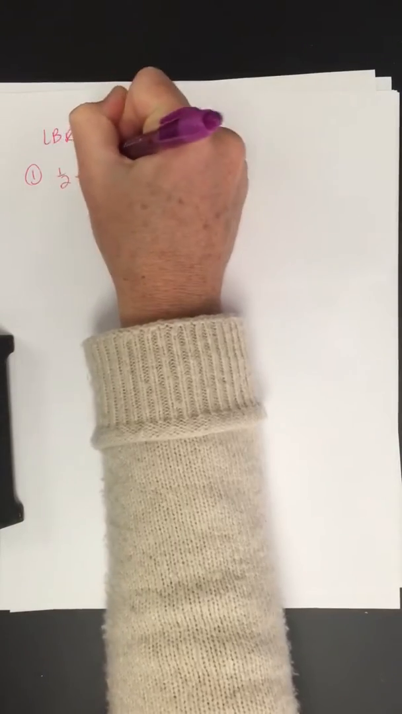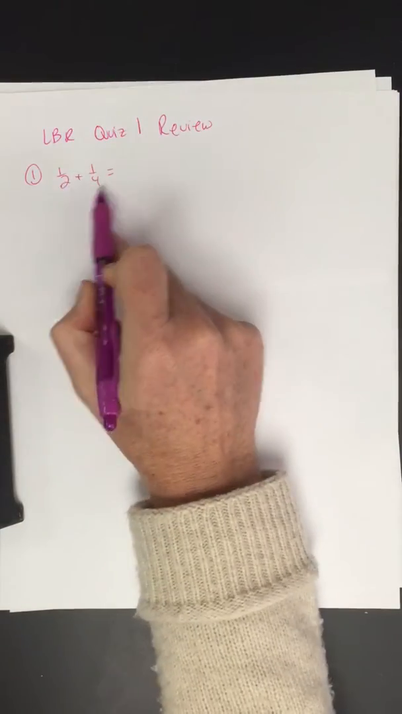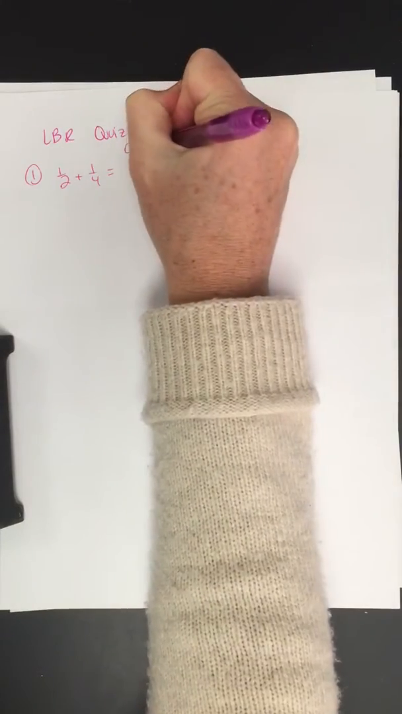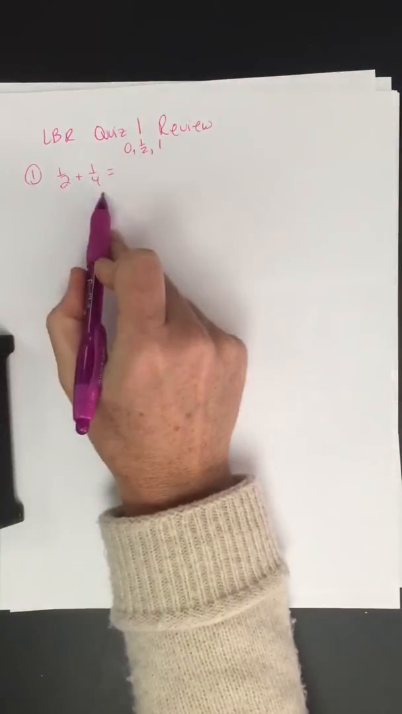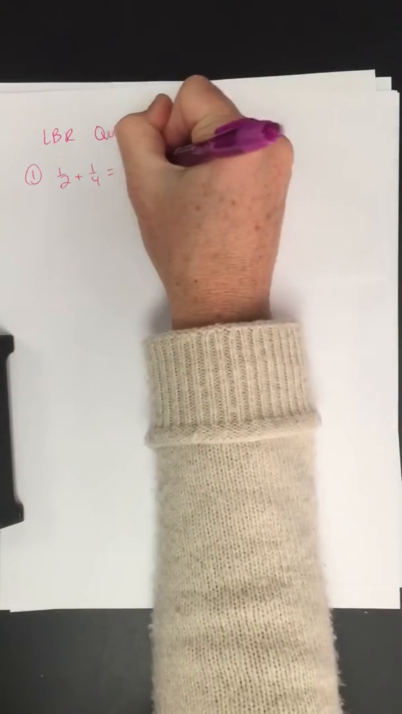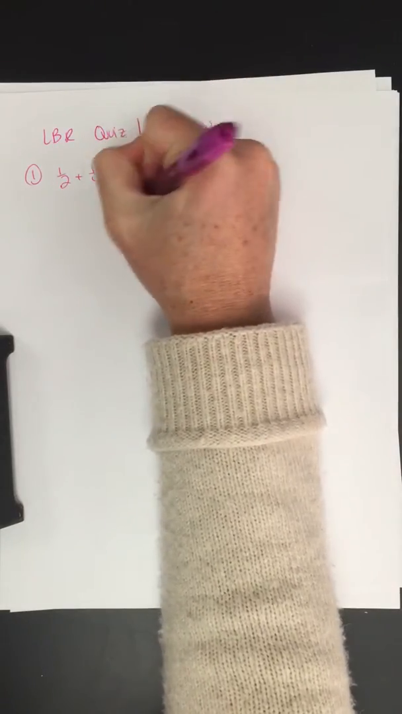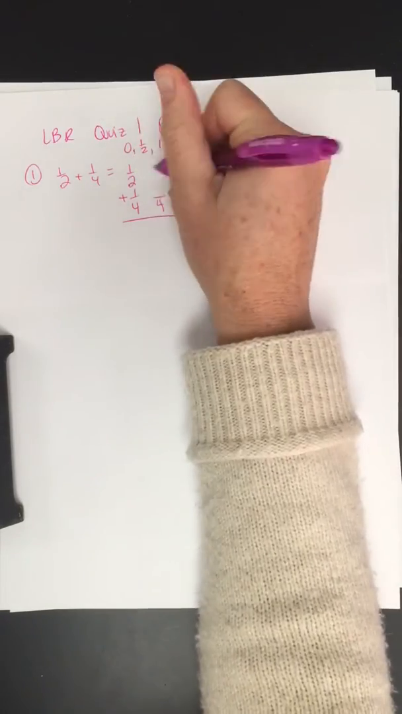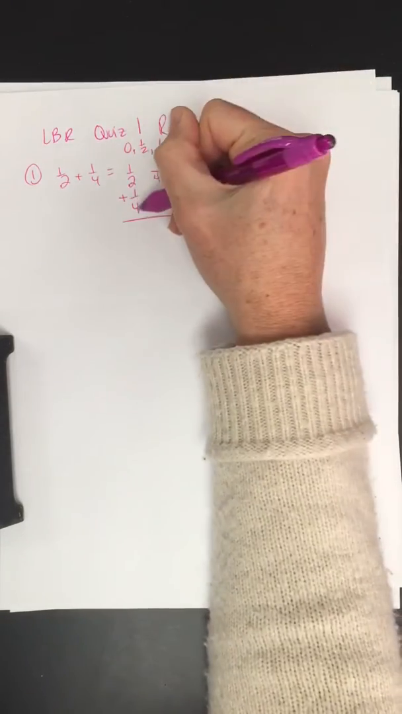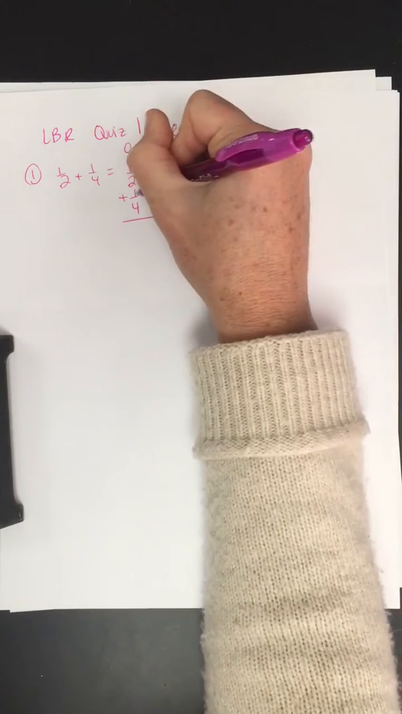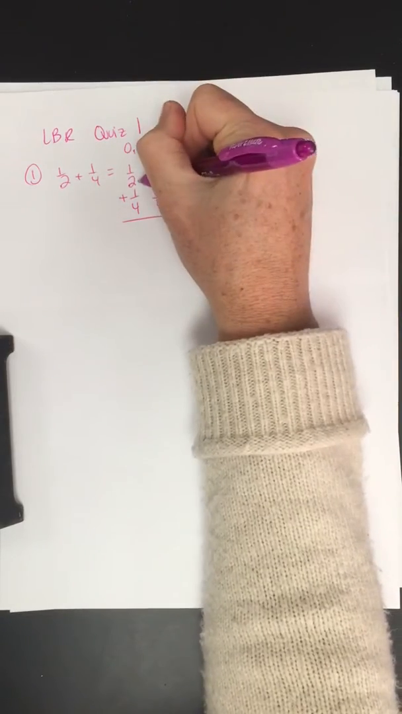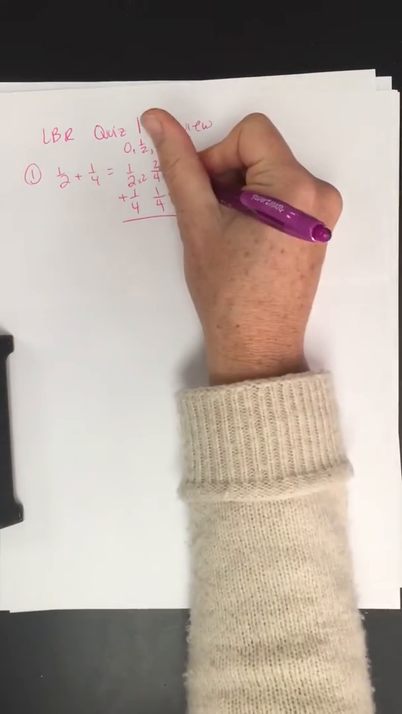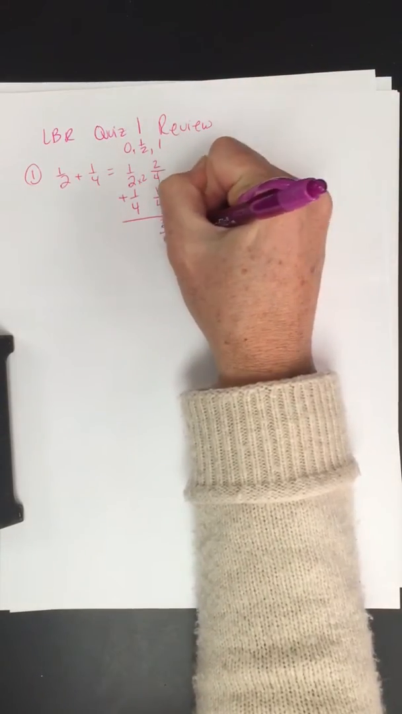So we have 1/2 plus 1/4. The first thing we have to do is find the sum in order to decide if it's closest to 0, a half, or 1. If I'm going to add fractions, I'm going to put them one on top of each other, and then I need to find a common denominator. In this case, I'm going to use 4. 1 times 4 is 4, so 1 times 1 is 1. 2 times 2 is 4, so 1 times 2 is 2. So I have 2/4 plus 1/4 is 3/4.